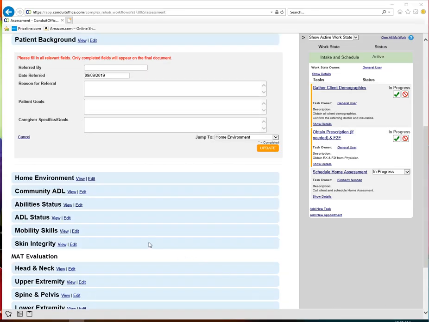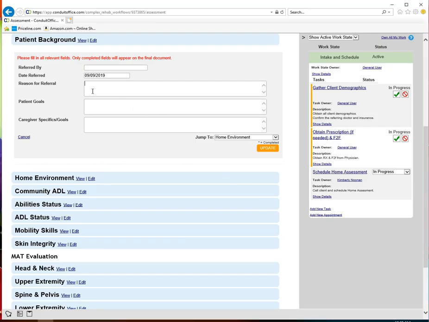Now, this is a really important part of your MyForms. This part of the assessment, the reason for the referral, your patient goals, and your caregiver-specific goals. This is where we're going to get a big portion of our qualifying reasons of what we're trying to do for this patient, why they need it, why we're giving it to them.